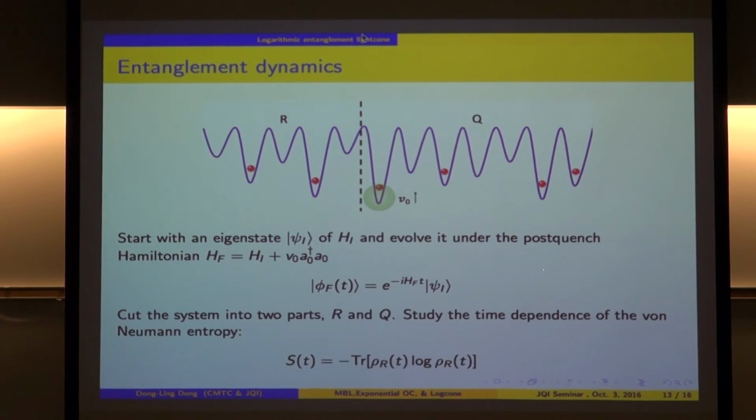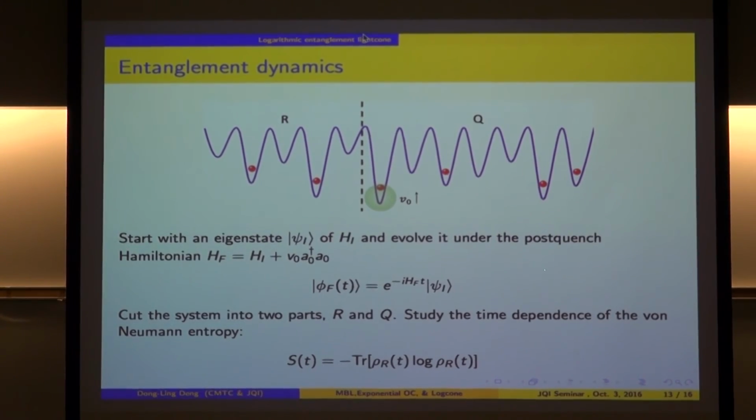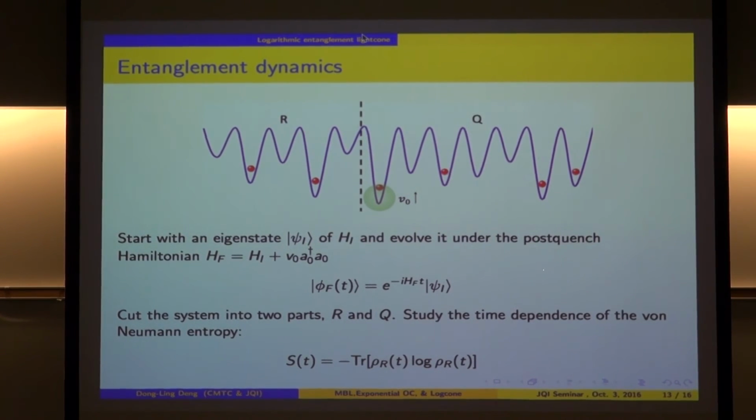In our numerics, in order to calculate the eigenstates, we use the DMRG technique, and then we use the TEBD to do the time evolution. One thing I want to emphasize is that the DMRG here is different from the conventional DMRG. In the conventional DMRG case, we only care about the ground state. But here we need to calculate all the excited eigenstates. So it is different.